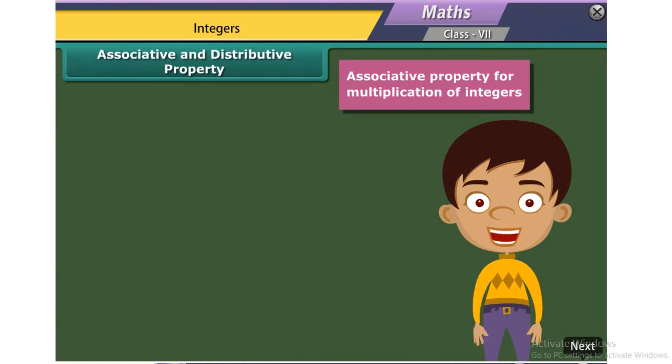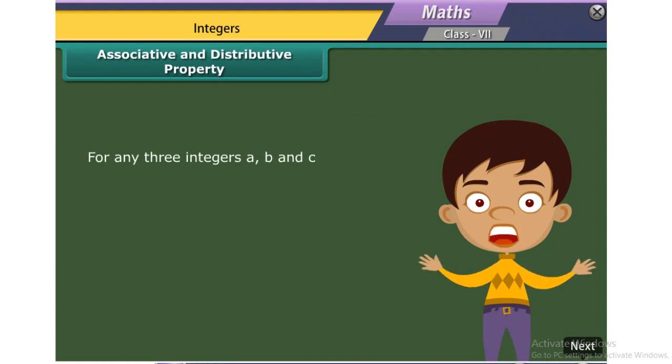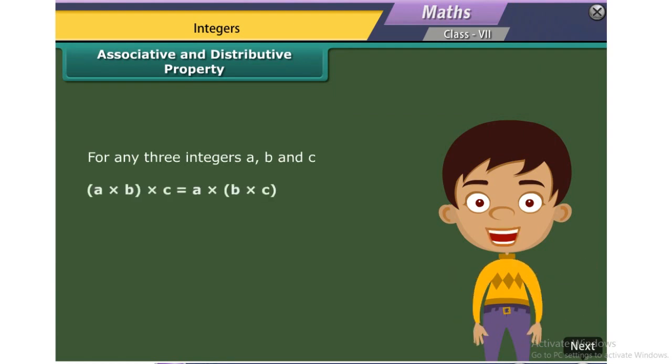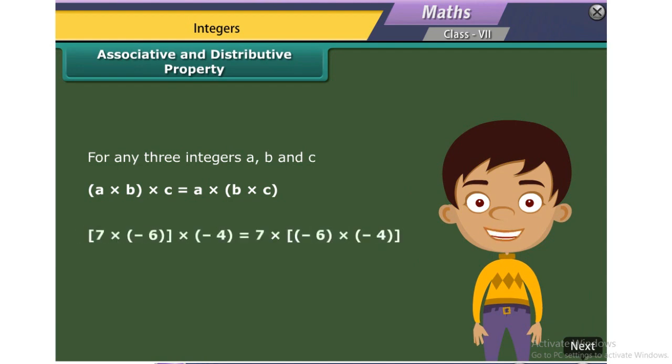The product of three integers does not depend upon the grouping of integers, and this is called the associative property for multiplication of integers. For any three integers a, b, and c, a into b into c is equal to a into b into c. For example, 7 into minus 6 into minus 4 is equal to 7 into minus 6 into minus 4.